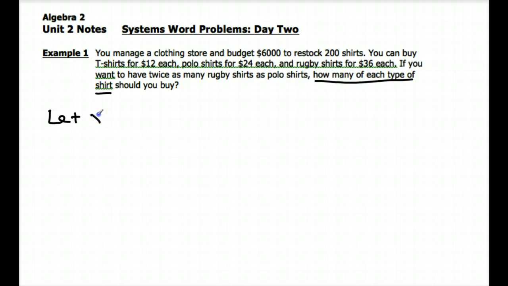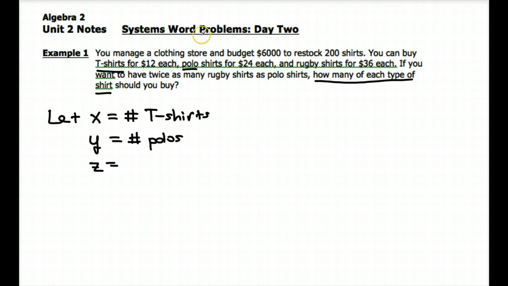We can go ahead and let X equal our first type of shirt. We have the option to buy t-shirts for our store, so X can be the number of t-shirts. Y can be my second type of shirt, which would be the polos, so Y equals number of polos. And Z can be my number of rugby shirts here.